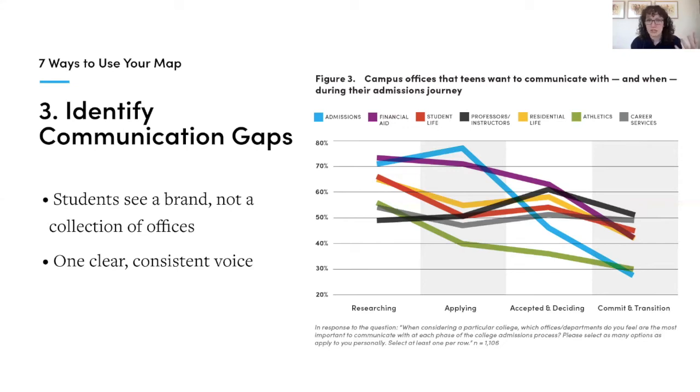But I think it's also worth mentioning here that, while this represents different offices, students don't actually see your institution as a collection of offices. They're seeing your institution as a singular brand and a singular identity. And what that means is as they move from office to office, person to person, they're expecting that internal communication is happening and that you have some sense of what they've been communicated to before. It also means that they're expecting one clear and consistent voice across communications throughout the cycle.